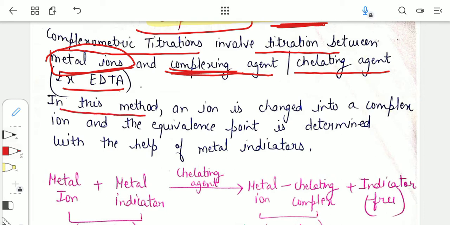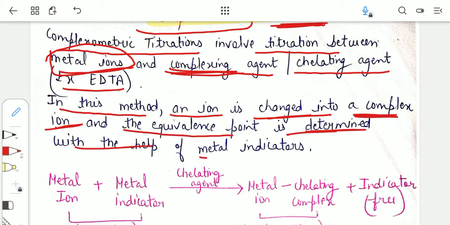In this method, an ion is being changed into a complex ion, and the equivalence point is being detected with the help of metal indicators. Here I have particularly written metal indicators, also known as metal ion indicators, because the indicators used in complexometric titrations are not the other normal indicators. These are the metal ion indicators, and that is why this is another important topic which we will discuss in a separate video. Metal ion indicators are the indicators used in our complexometric titrations to determine the equivalence point.